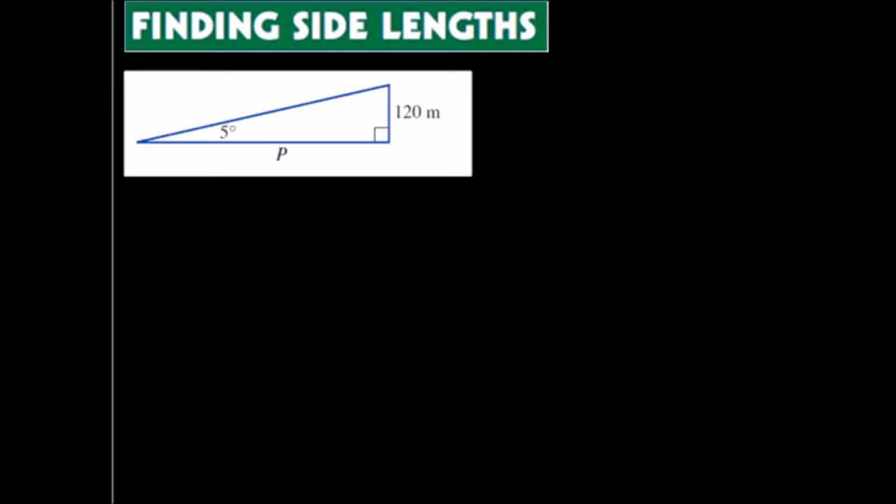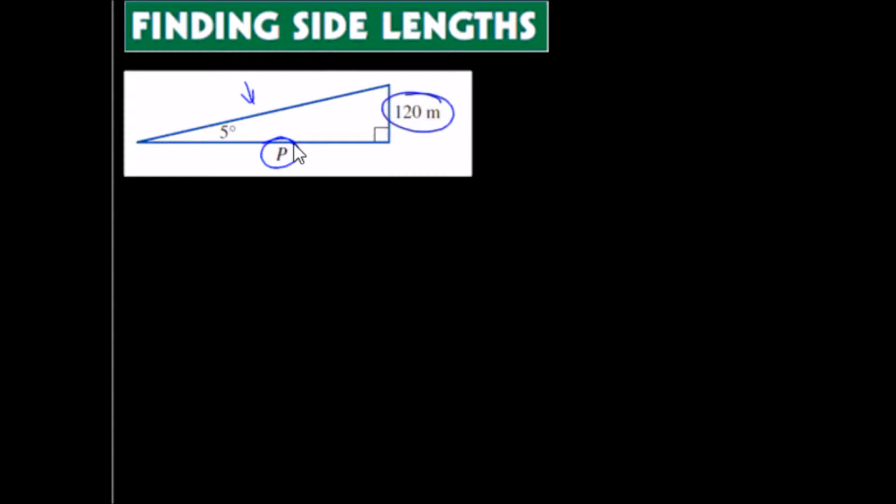Now our third and final example, we have the angle of 5 degrees. Now this length here is adjacent, this length here is the opposite. Notice there is no hypotenuse. The trig ratio without the hypotenuse is the tangent. So we'll use the tan of theta.